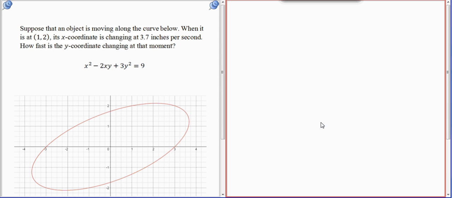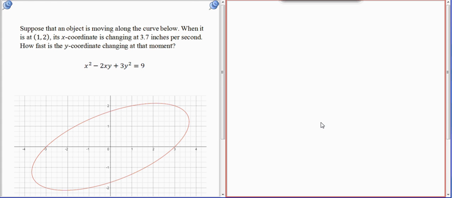Take a look at this problem. Suppose that an object is moving along the curve below. When it is at the point (1, 2), its x-coordinate is changing at 3.7 inches per second. How fast is the y-coordinate changing at that moment? And the curve is x squared minus 2xy plus 3y squared equals 9.